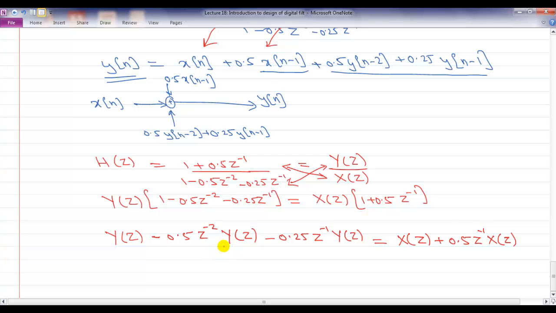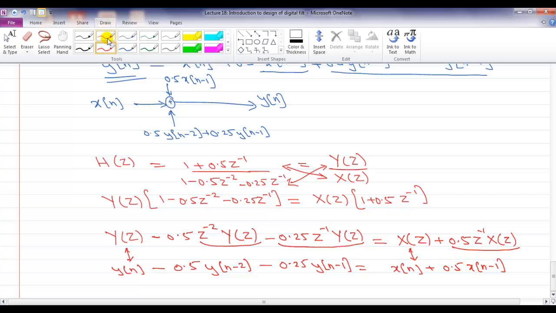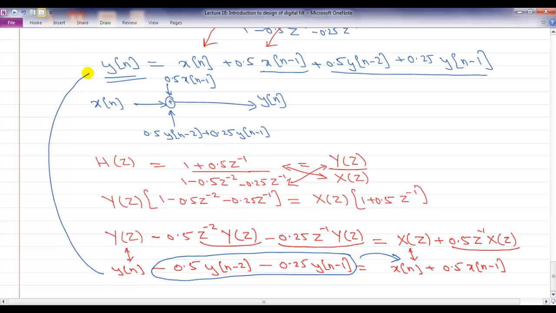Now I just take the inverse z transforms, and remember that Y of z's inverse z transform is y of n, so I get y of n minus 0.5, the inverse z transform of z to the minus 2 Y of z, that's just a time shift. That is y of n minus 2. Minus, this is again just a time shift, 0.25 y of n minus 1. And also remember that the inverse z transform of X of z is x of n, plus this is again just a time shift, but now of x instead of y. So that is 0.5 x of n minus 1. And the final step is, since I want to write my output as a function of everything else, I just take all the terms that are not y of n to the other side. And that's how I get this equation that I wrote earlier.